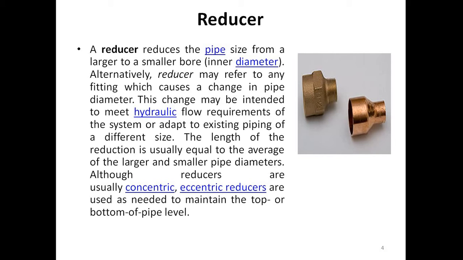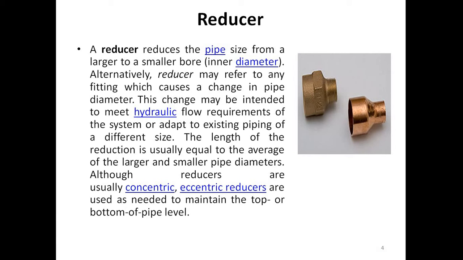As shown in the sketch, reducer is shown in which one end diameter is more and another diameter is small, that is inner diameter. It reduces the size from large to the smaller. Alternatively, reducer may refer to any fitting causing a change in pipe diameter. Suppose we want to change the pipe diameter from 1 inch to half inch, from 1 inch to 3/4 inch, or from half inch to 1/4 inch, like that. In that case, reducer plays an important role to reduce the size of the diameter from larger to the smaller bore, that is inner diameter.